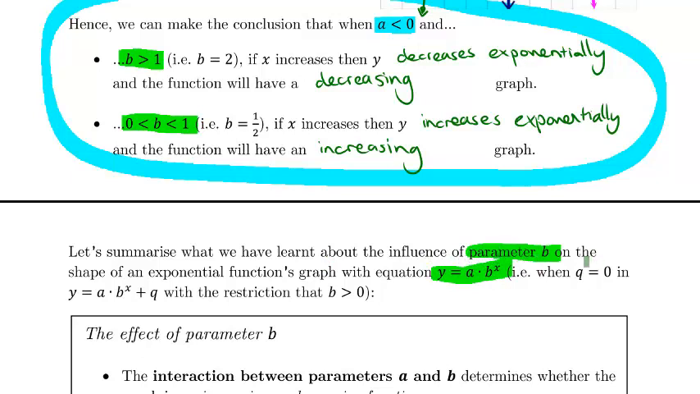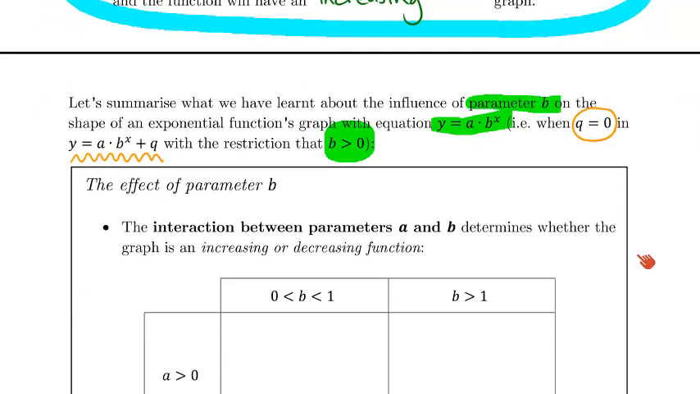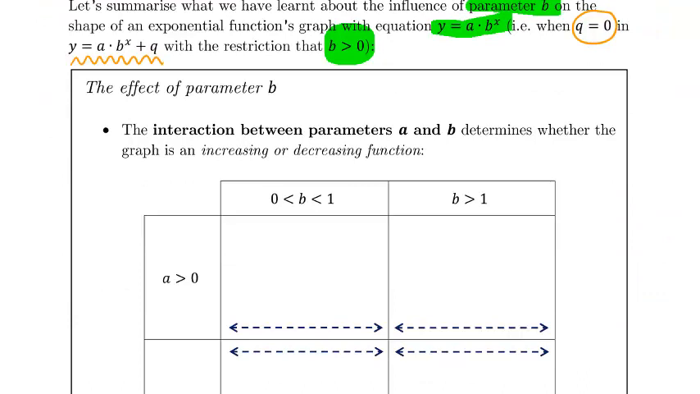In other words, when q is equal to 0, in the equation y is equal to a times b to the x plus q, with the restriction that b is greater than 0. B is always going to be greater than 0, okay? That is, by definition, it must be greater than 0. But the big point I'm trying to make here, guys, is that the following conclusions we're about to make are specifically for when q is equal to 0 in this equation. Okay, so let's see what we can conclude about the effect of parameter b.